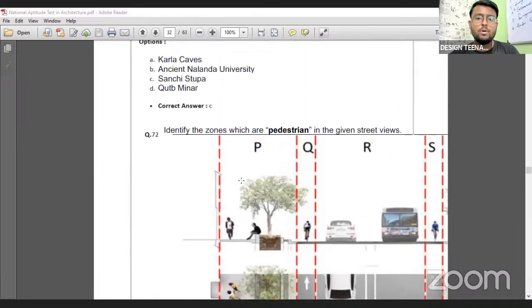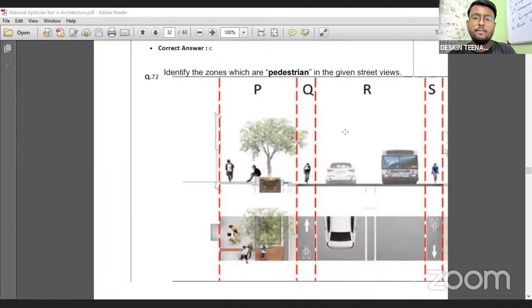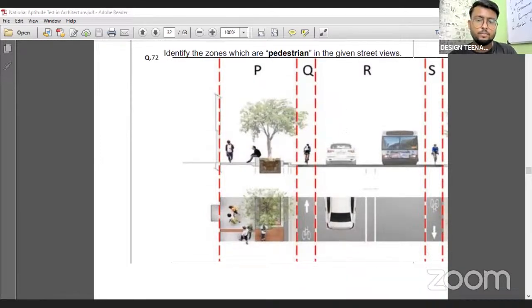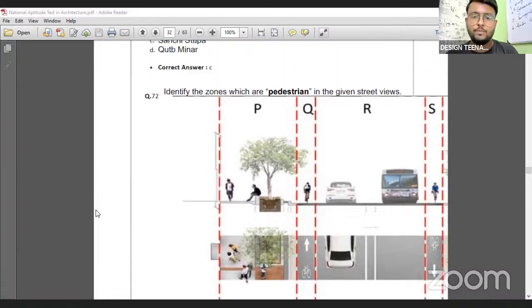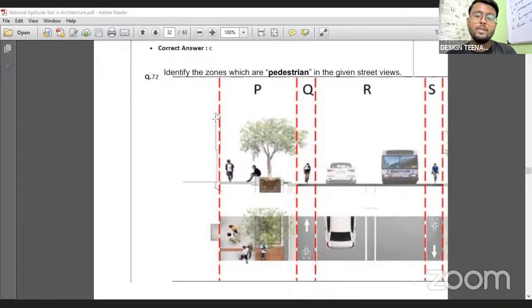Okay. So identify the zones which are pedestrian in the given street view. Which are the zones do you think? So over here, what do you see? First of all, I have already explained over here. First of all, tell me, what do you see in this composition? What are the two sets of compositions you see?